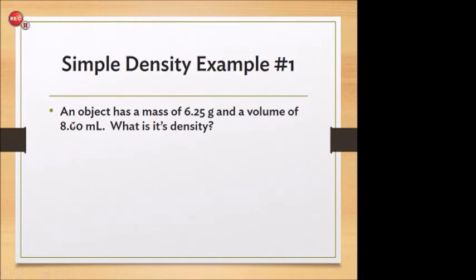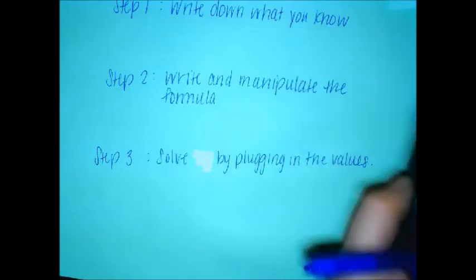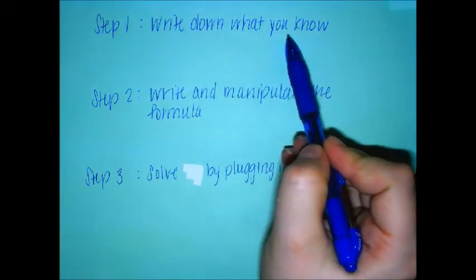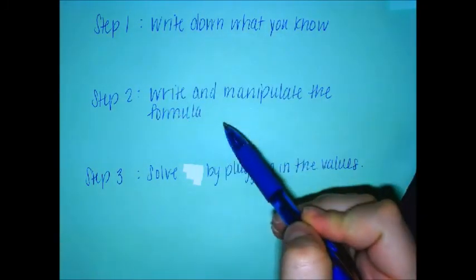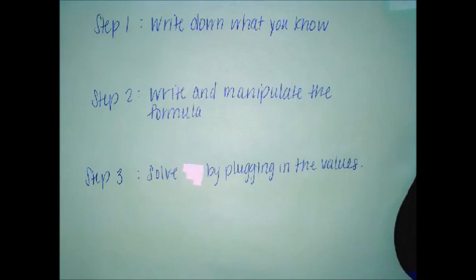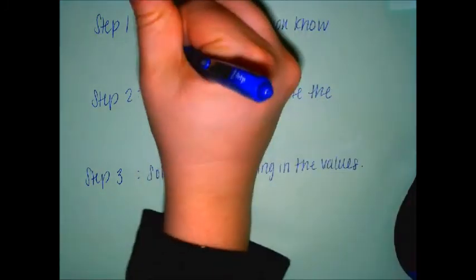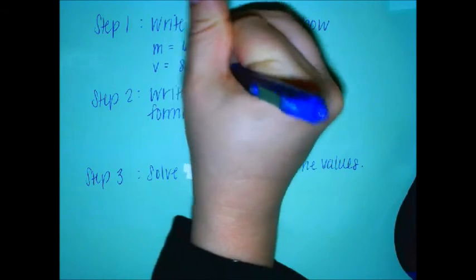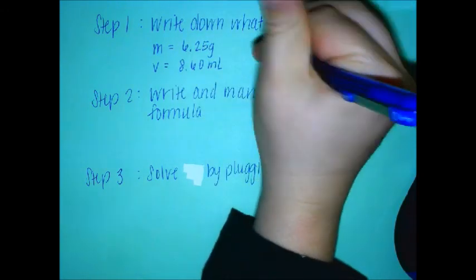Alright, so here we have an object with a mass of 6.25 grams and a volume of 8.60. What is the density? For this problem you're going to need to write down what you know for a first step, write down and manipulate the formula for a second step, and then for the third step you're going to solve by plugging in the values, putting in your calculator. So what we had was a mass of 6.25 grams. We had a volume of 8.60 milliliters, and we are looking for density.